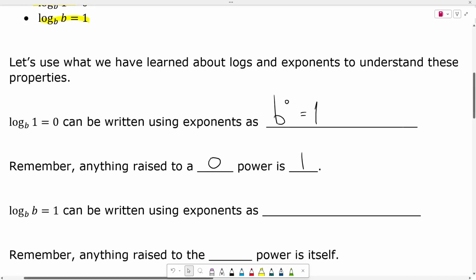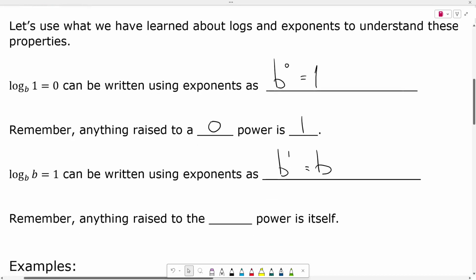Looking at our next one there, it says log base b of b is equal to 1 can be written using exponents as b to the first power is equal to b. And we remember that anything raised to the first power is just itself.